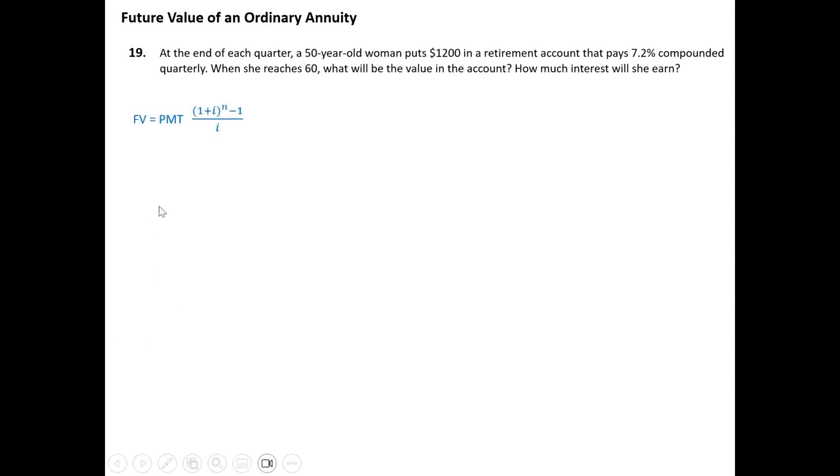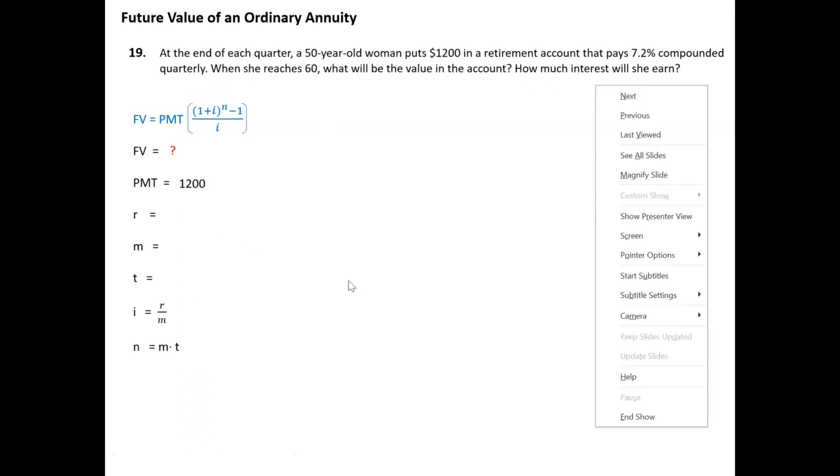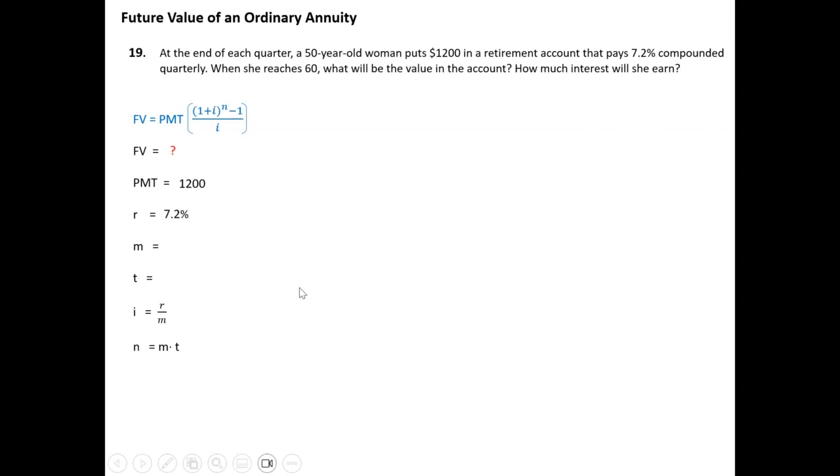Okay, now, so again, this requires a different formula, but there's 7 things that you got to know. Here we're looking for the future value, right? Because when she reaches 60, what will be in the account? So we're looking for the future value. The payments that she's putting in every quarter is $1,200. The interest rate is 7.2%, which will give us 0.072. Compounded quarterly, so M is equal to 4.